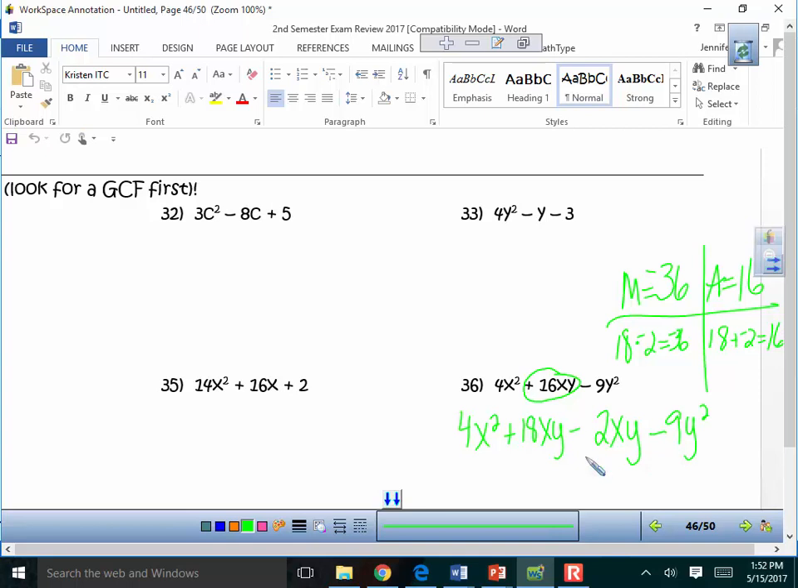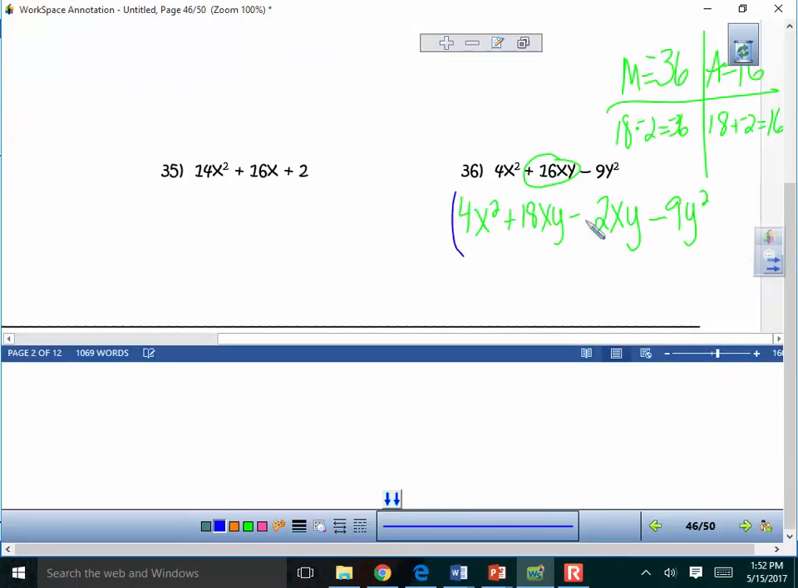Okay. Do y'all see what we're doing here? Now that we have 4 terms, we can factor this by grouping, right? What's the GCF here?